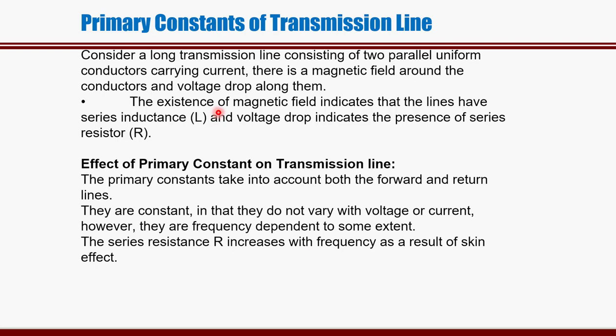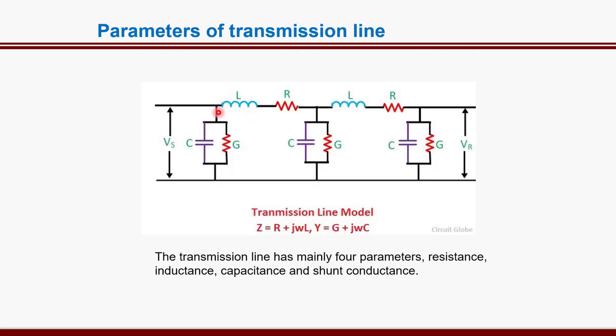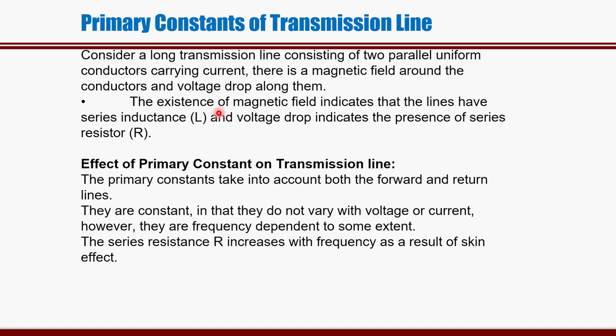These parameters are divided into two parts. One is primary parameters, which give us primary constants, primary values, and the other is secondary values or secondary constants. So consider a long transmission line consisting of two parallel uniform conductors carrying current. There is a magnetic field around the conductors and there is a voltage drop along them. The existence of a magnetic field indicates that the lines have series inductance.